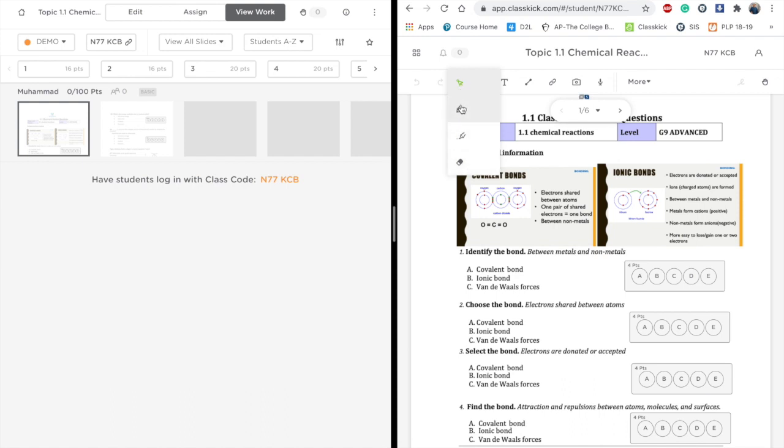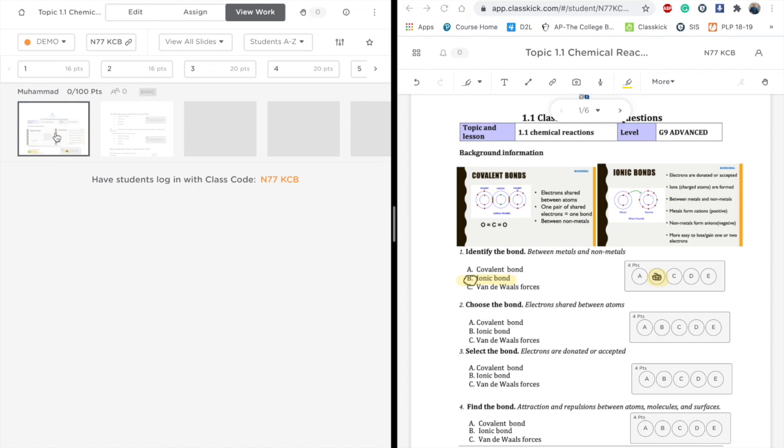Normally the students do, they take this pen and they go and circle it as between metal and non-metal it is an ionic bond, so they circle it. Some other students, what they will do, they will just color it. Some other students, what they can do, they take the highlighter and they highlight the whole option, or they highlight this. But look, what did the teacher see like this over here?